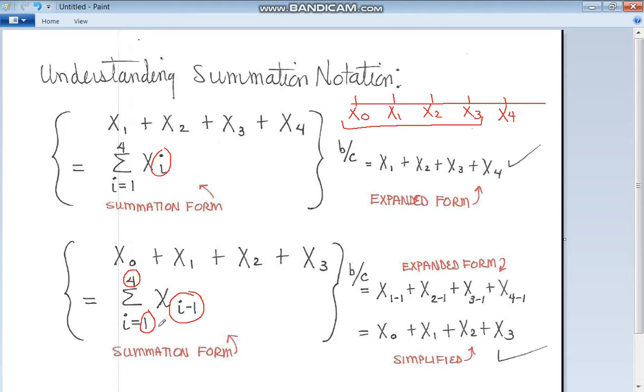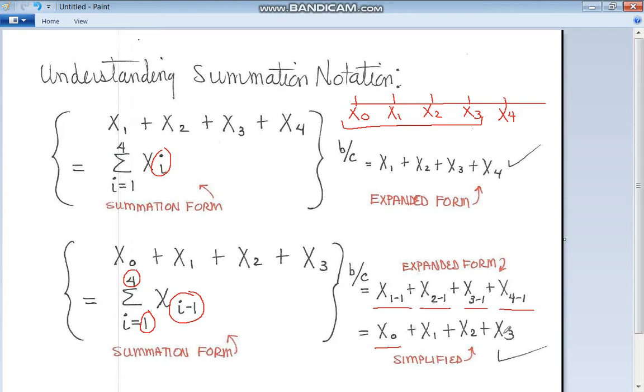For i equal 1 to 4, we start with x sub 1 minus 1. You see how we let the index i equal 1. And for the second term, we add x sub 2 minus 1. And then we add x sub 3 minus 1. And finally, x sub 4 minus 1. And then we just simplify the indices and we get x sub 0 plus x sub 1 plus x sub 2 plus x sub 3.